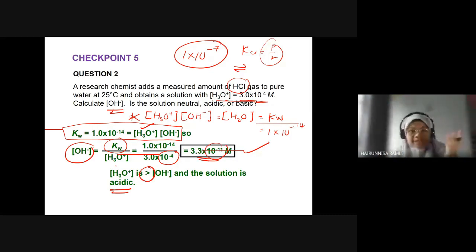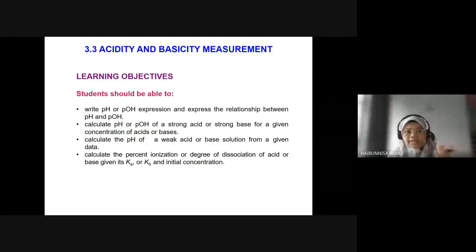If there are none, I will go in a little for this 3.3 because it is still a little bit related to what we did just now. Not really related, actually, in terms of the calculation method. Okay, now we want to check the acidity and basicity measurement. For this 3.3, you already know how to calculate concentrations and the values of KA and KB. And here, we want to calculate the value of pH. So, we learn acid base, we will know pH, right? We want to know the pH. So, we know that the lower the pH, the more acidic the concentration, right?